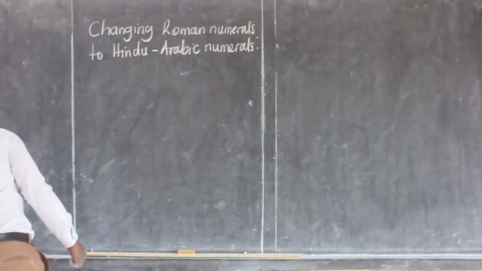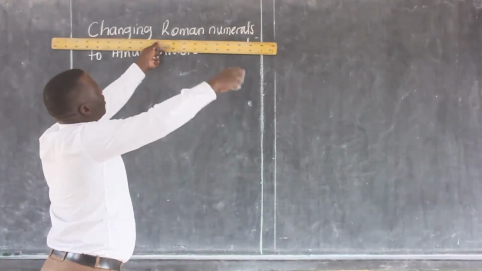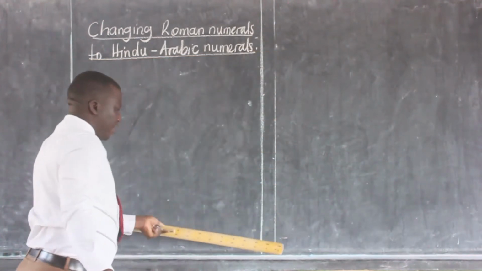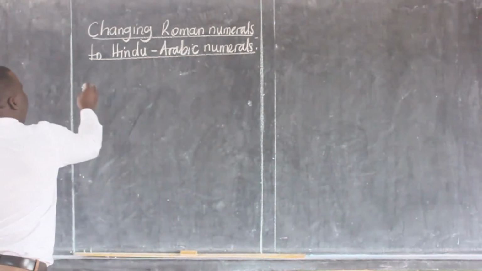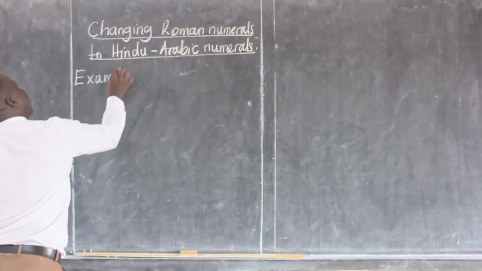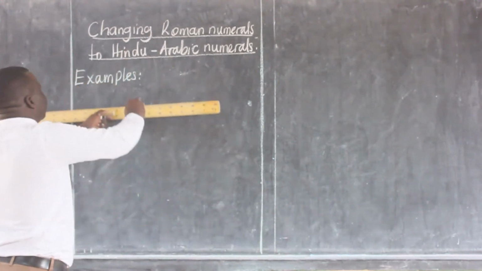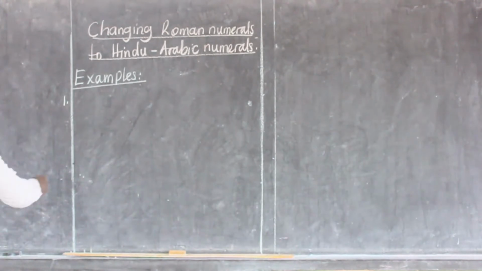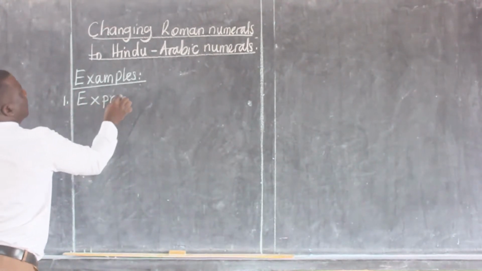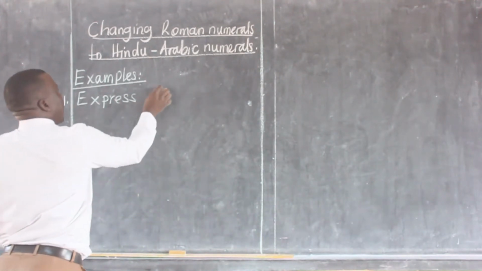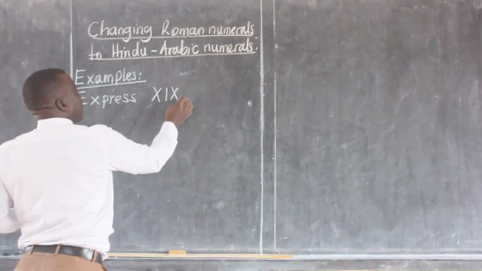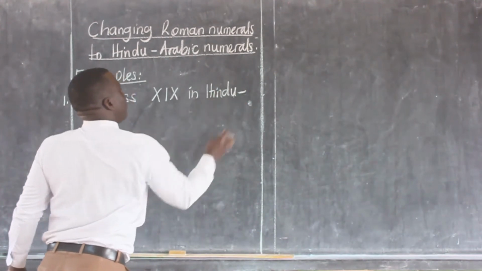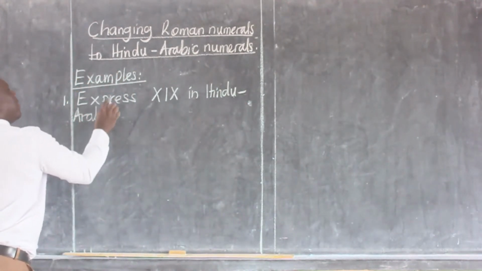Okay? So our today's lesson is we are going to change Roman numerals to Hindu-Arabic numerals. Okay? In our first example, example number 1, express XIX in Hindu-Arabic numerals.